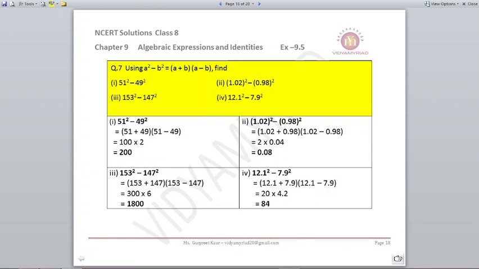Third part, 153 square minus 147 square. So a is 153, b is 147. So 153 plus 147 and 153 minus 147, which is 300 into 6. Answer comes to 1800. Next, 12.1 square minus 7.9 square. So a is 12.1, b is 7.9. So 12.1 plus 7.9 and 12.1 minus 7.9, which is 20 into 4.2. Answer comes to 84.